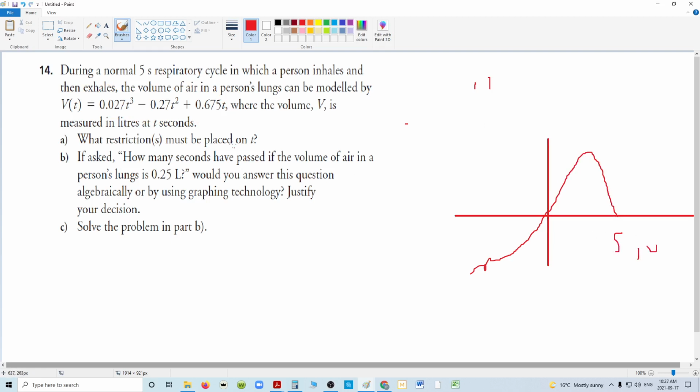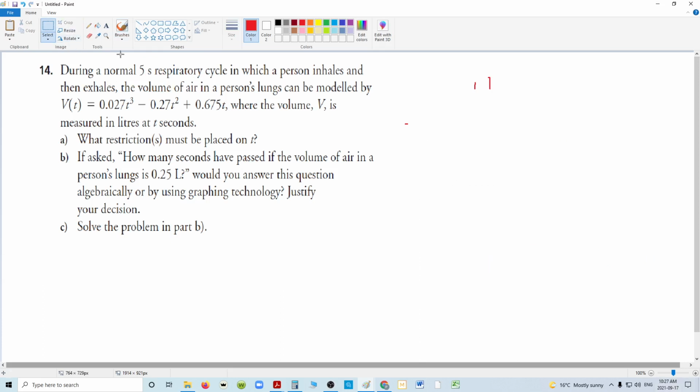So if I was going to do synthetic division, I'd check out my 5 as one of the possible factors, just because they say it's a 5-second respiratory cycle. Okay, let's look at it. What restriction? 0 to 5 is the time we're looking at it. How many seconds have passed if the volume of air in the person's lung is 0.25? Would you answer this question algebraically or using graphing technology? Okay. First of all, it would help to find out the maximum, the volume at max. But let's just start with the equation.